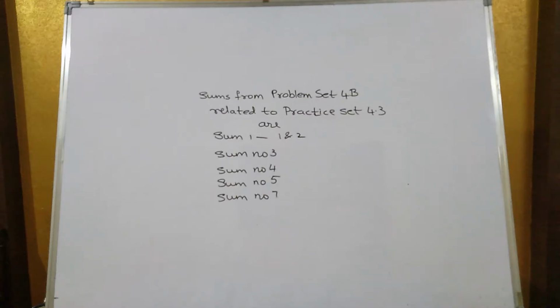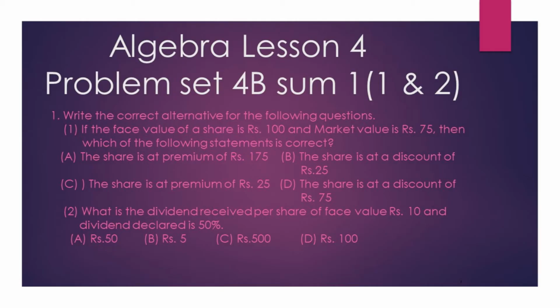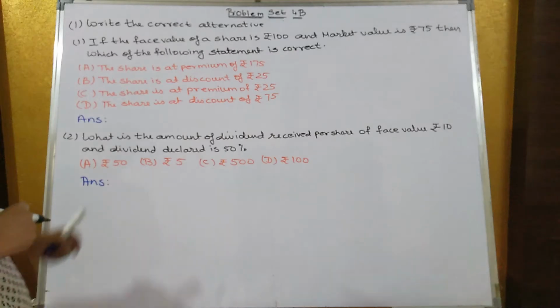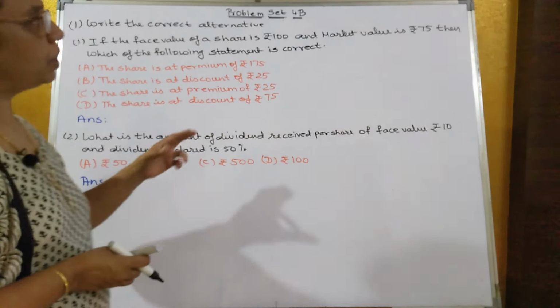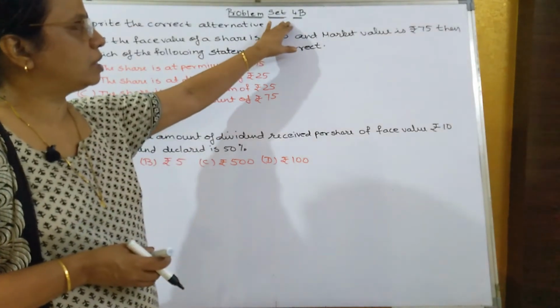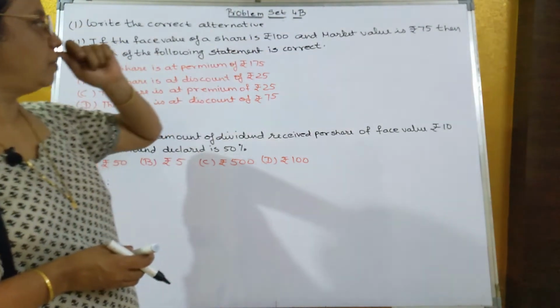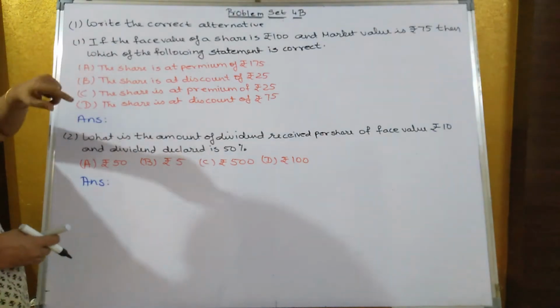Sums from problem set 4b related to practice set 4.3 are: sum number 1, that is choose the correct alternative, then sum number 3, sum number 4, sum number 5 and sum number 7. Problem set 4b, practice set 4.3 and 4.4 are connected to problem set 4b. Now write the correct alternative.